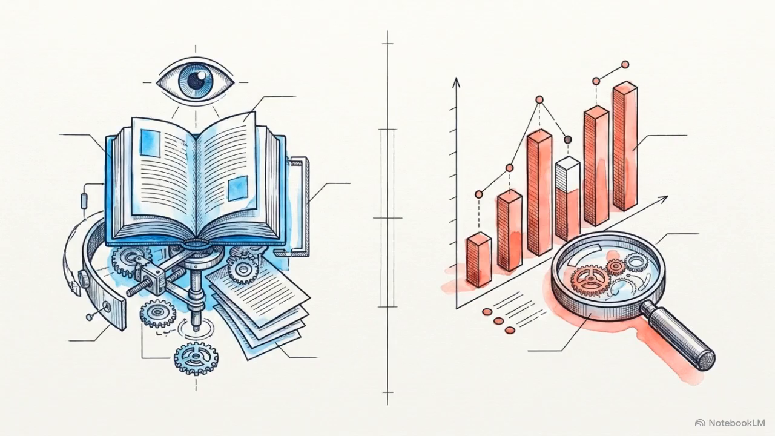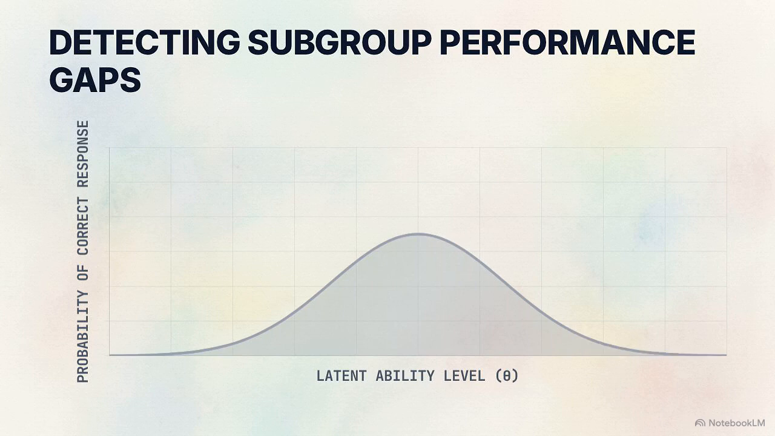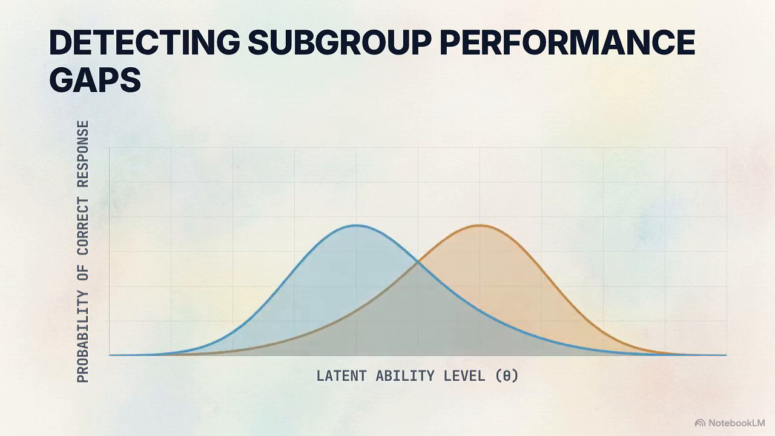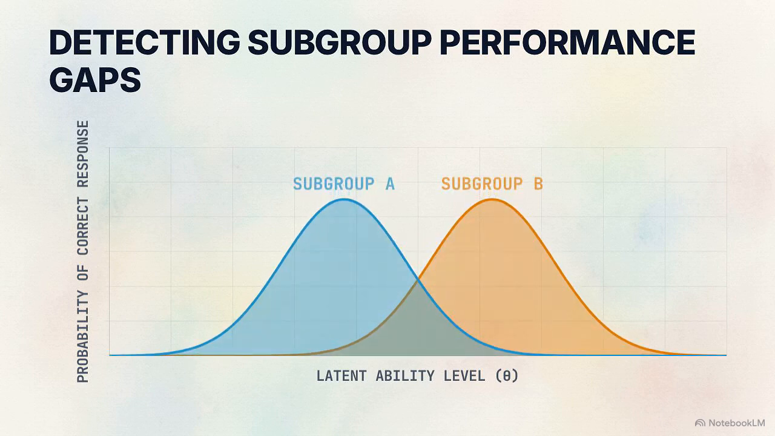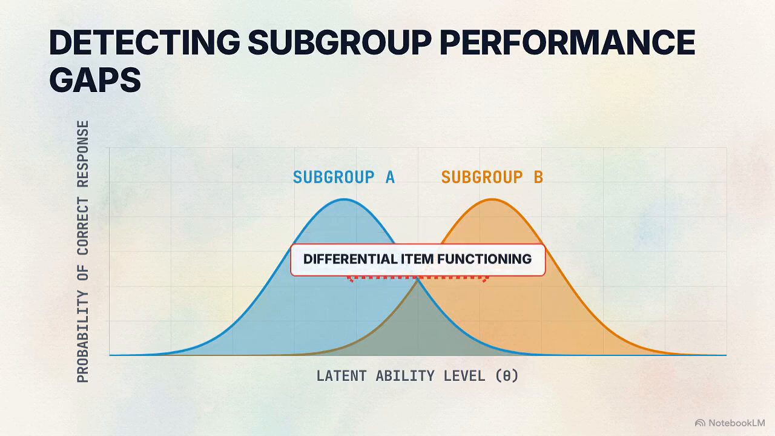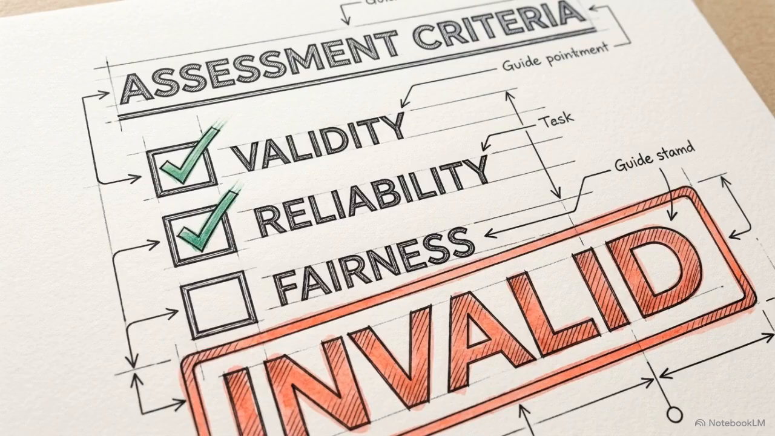Proving fairness requires hard data. Test developers must collect judgmental evidence, like independent bias reviews, and empirical evidence, using procedures like differential item functioning to detect if specific subgroups perform differently on certain questions. A valid inference requires evidence regarding all three conditions. If an assessment lacks validity, reliability, or fairness, it fails its primary objective.